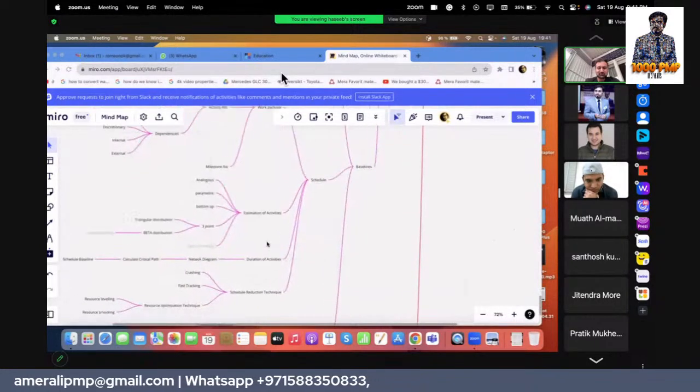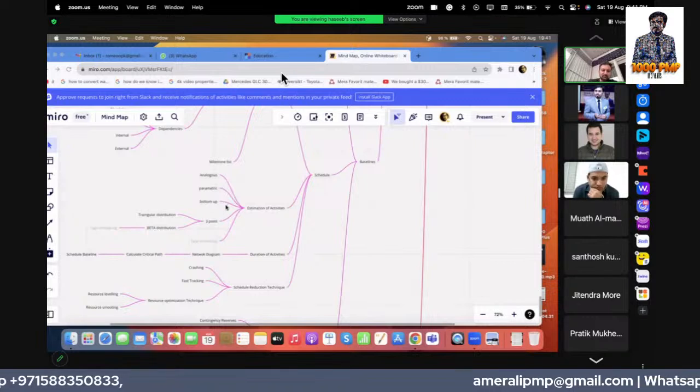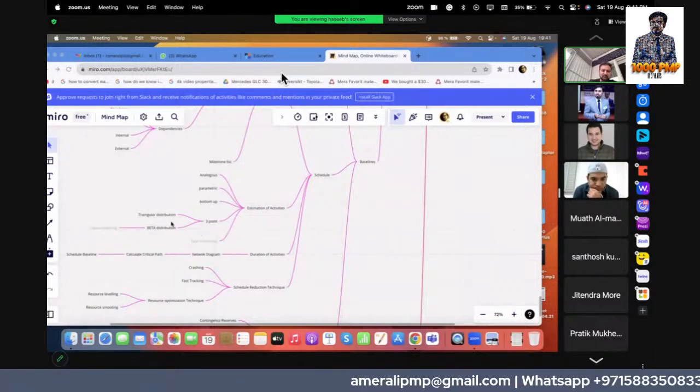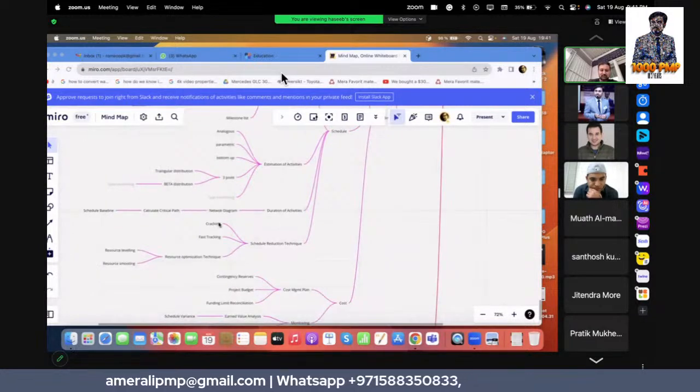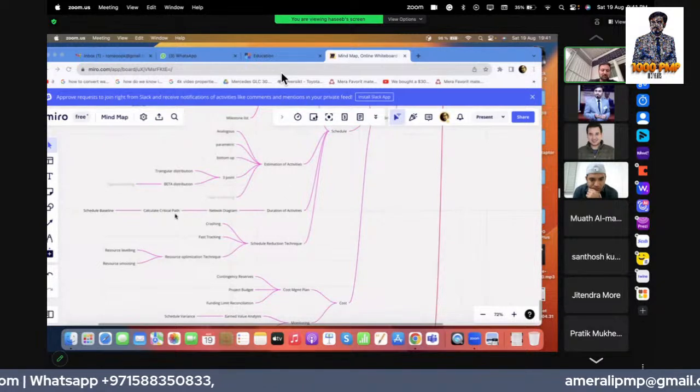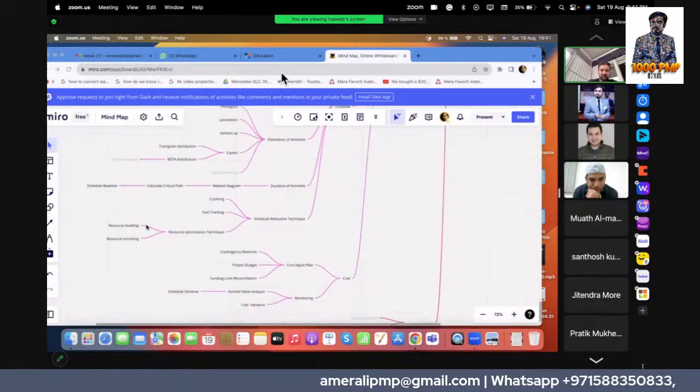Then for the estimation of activities, we use these estimation techniques: analogous, parametric, bottom-up, and 3-point. 3-point has triangular distribution and beta distribution. The duration of activities we calculate with something called a network diagram, where we need to calculate the critical path, and then the critical path becomes the schedule baseline.